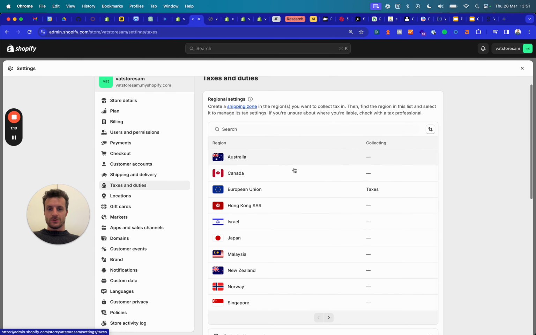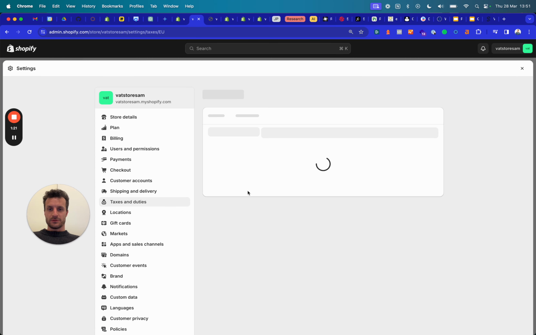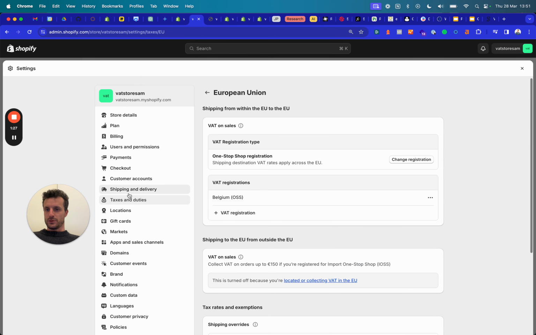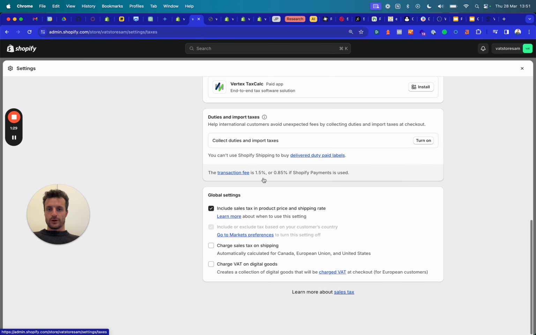First of all, taxes and duties. So I just added a Belgian VAT number. So we registered for OSS, which is great. And then if you go to the overall settings, we say that we include sales tax in product prices and shipping rates. Then we have this setting, which is also very important.